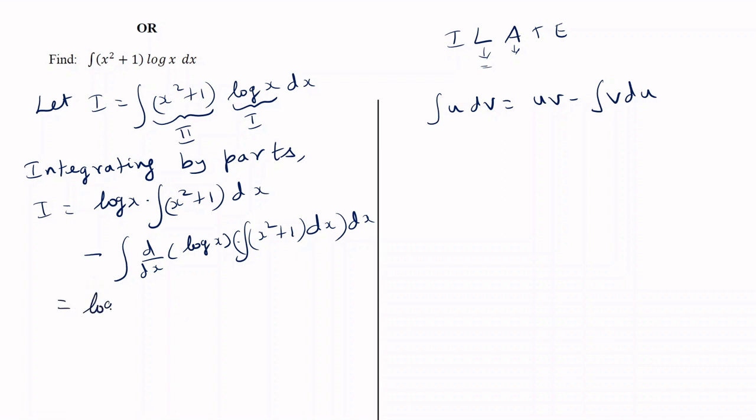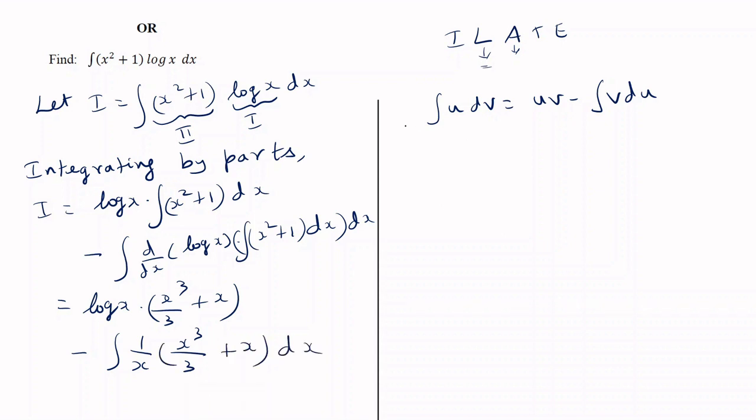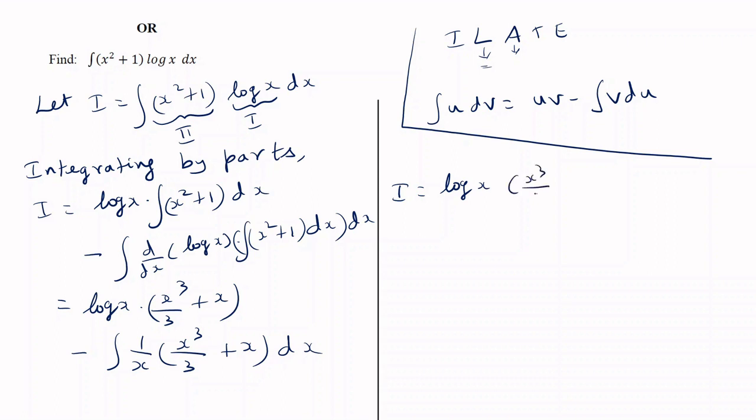So this becomes log x into integral of x square plus 1, which is x cube by 3 plus x, minus integral, here derivative of log x is 1 by x, into integral of x square plus 1 dx, which is x cube by 3 plus x, dx. So all these are rough work. So the given integral is log x into x cube by 3 plus x, minus integral.